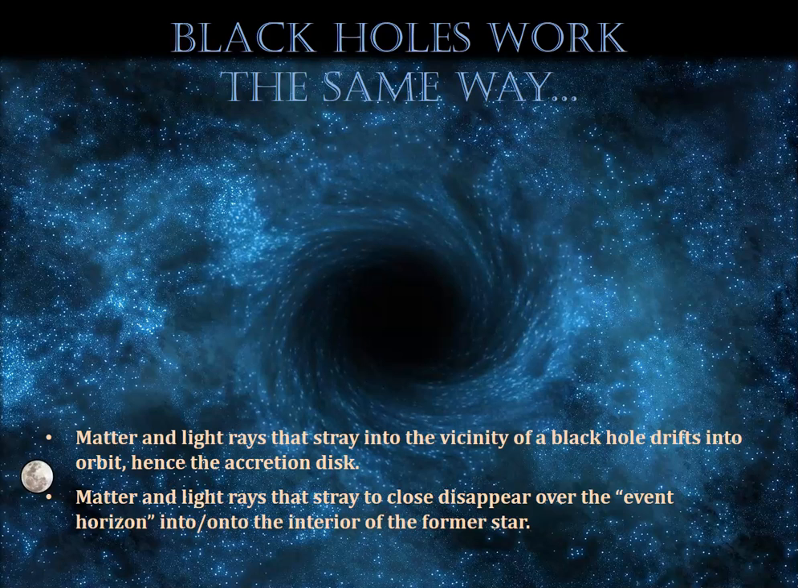Anything that strays too close to a black hole, matter, light, you name it, will drift into orbit at a speed of the square root of GM over r, where M is the mass of the giant stellar object and r is the distance from its center. If you get too close, you will go into orbit. If you get way too close, you will spiral down, crashing toward the surface, since you don't have enough velocity to maintain orbit.